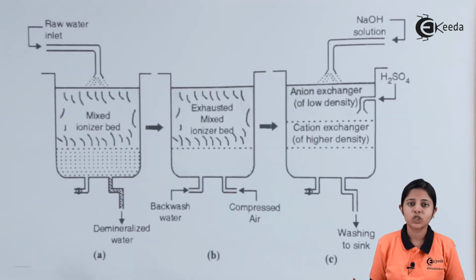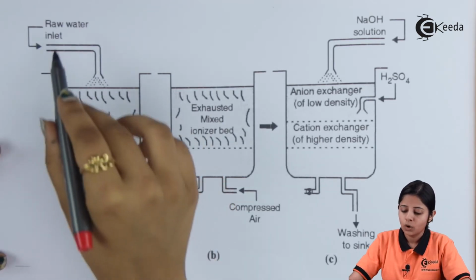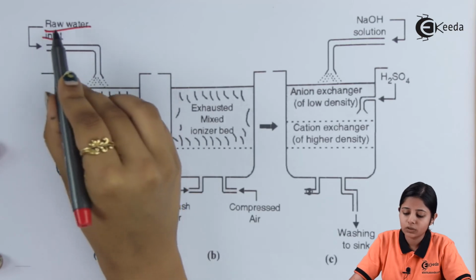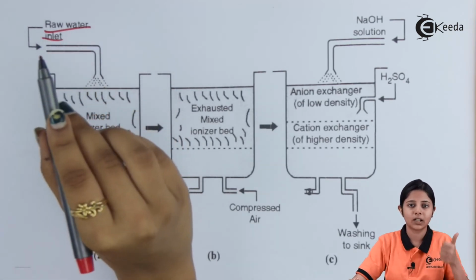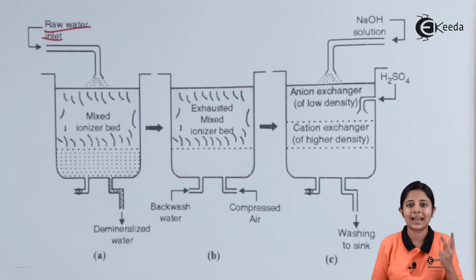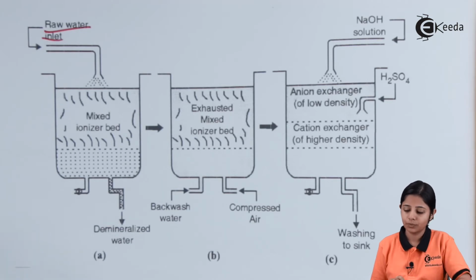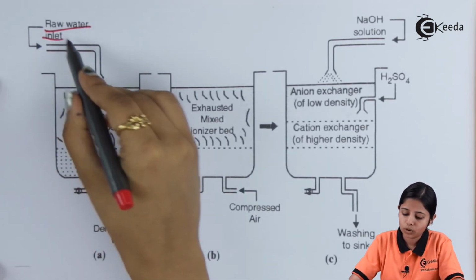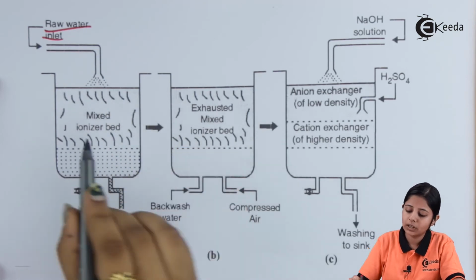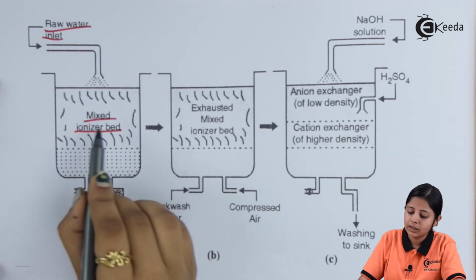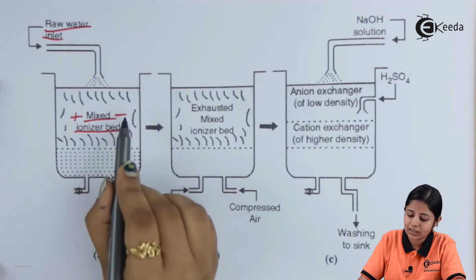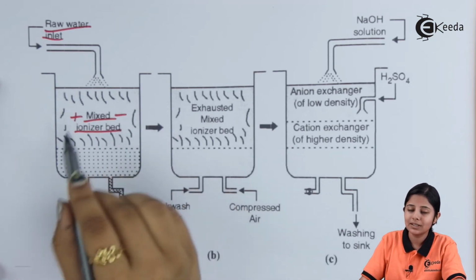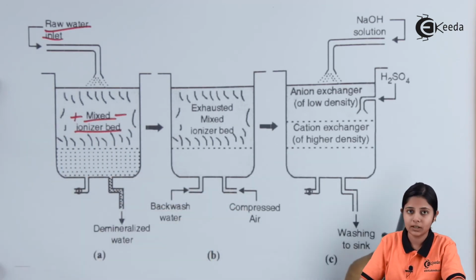Now we have a diagram which explains the entire ion exchange process. It starts from here. Over here first we have raw water inlet. Now this raw water has everything. It has the cations, it has the anions, it also has the gases present in it. So it is mineralized, it is impure and it is hard because of the ions and the gases. So now this raw water goes inside, and over here they have shown mixed ionizer bed. That means it has cation bed as well as anion bed. They have not shown this in detail because this is a summary of the entire process.